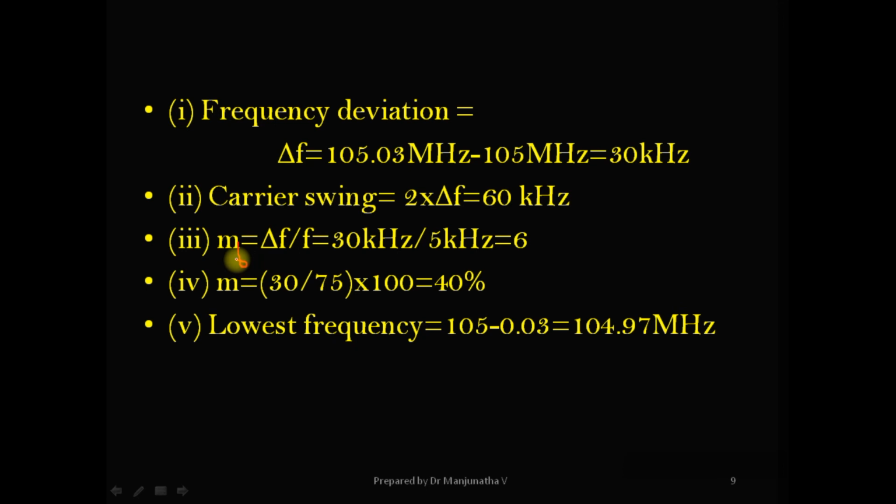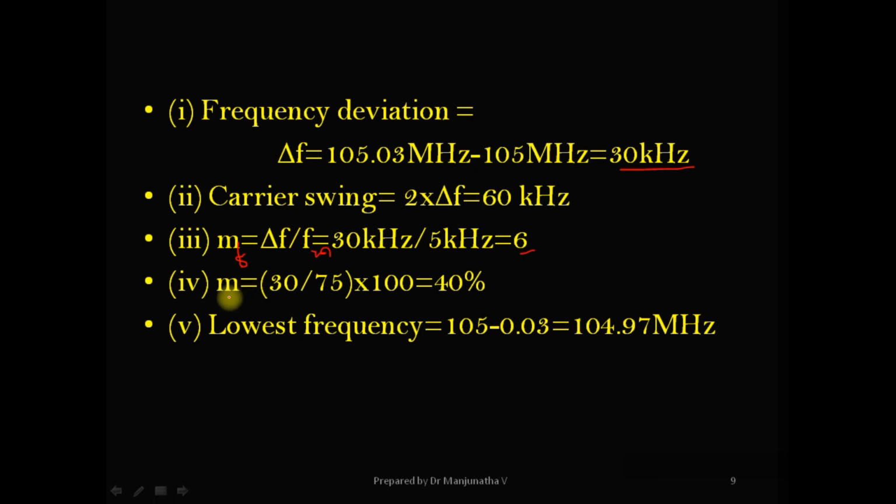Now let's see how to calculate the modulation index. The modulation index or modulation factor is equal to delta f by fm, that is modulating frequency. Delta f is known, that is we have calculated 30 kilohertz. Modulating frequency is 5 kilohertz. So we get modulation factor as 6.